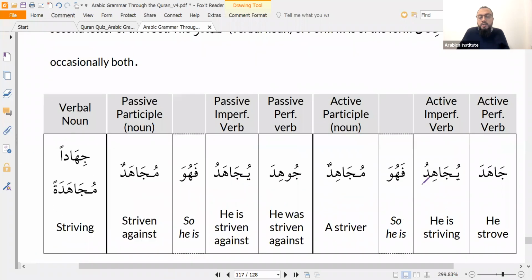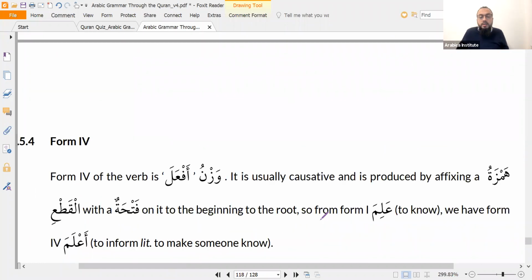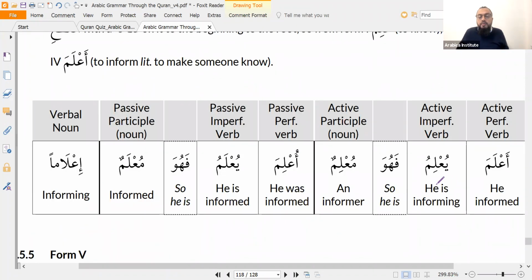Form 3, جاهد يجاهد فهو مجاهد. جوهد يجاهد فهو مجاهد. Verbal noun. This form 3 has two versions of the verbal noun. Some form 3 verbs have both, but some only have one or the other. This one has both. So this one has jihadun and mujahadatun. Next one. Form 4, أعلم يعلم فهو معلم. The easiest one I find here is أسلم يسلم فهو مسلم. He became a Muslim. He's becoming a Muslim, so he's a Muslim. أسلم يسلم فهو مسلم إسلام. Right, so this is the verbal noun form of form 4.